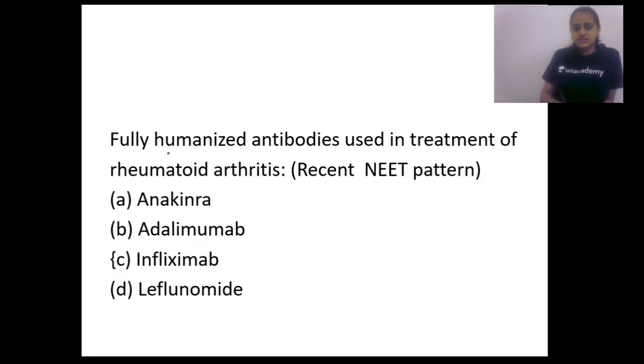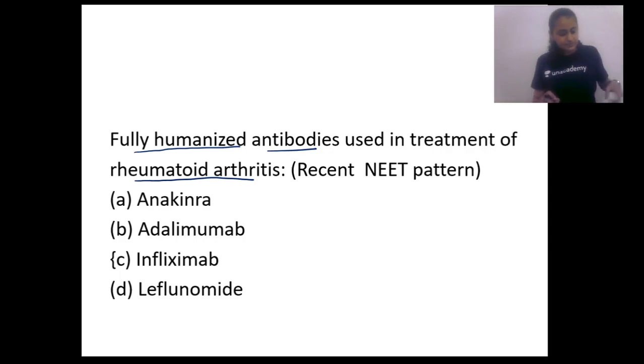So first of all, the question is: fully humanized antibodies used in treatment of rheumatoid arthritis. Can someone answer this question? What do you think is the answer? It's not Anakinra. This is a very easy question. Even if you have not read this, you should be able to answer this. I'll tell you the trick for it.